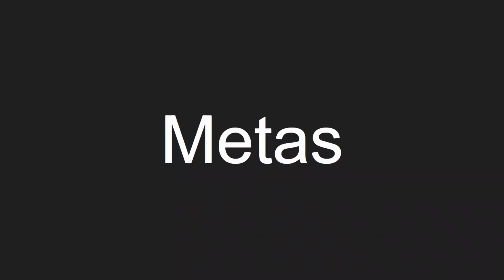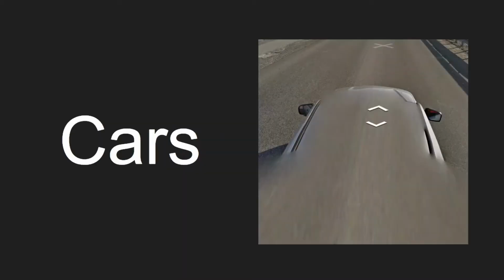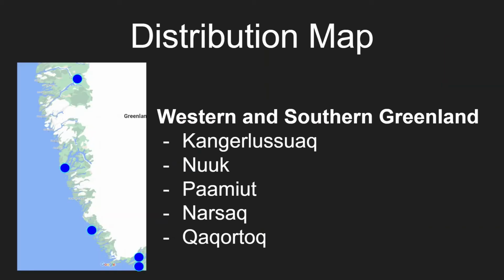Probably the most important one to learn is the different types of metas you can get. One example is Google cars, and this is the example of one at Nuuk. But you do get 5 different Google cars in Greenland, and here is the distribution map: on the west coast, and there are 2 just at the south tip of Greenland. So if you have a Google car, you are never on the east side of Greenland.